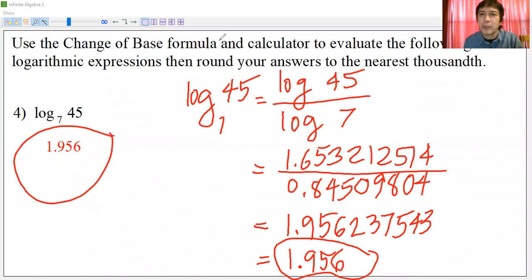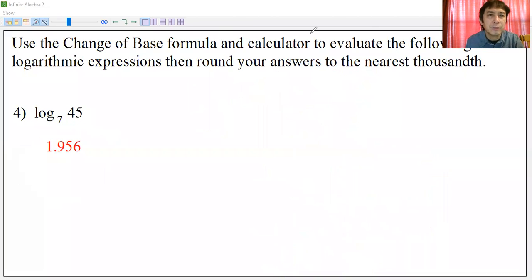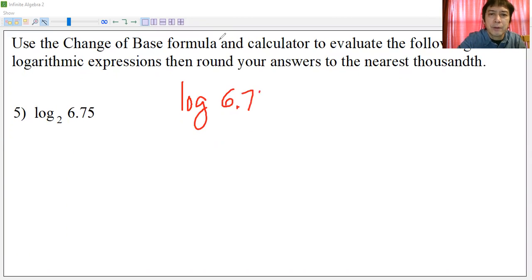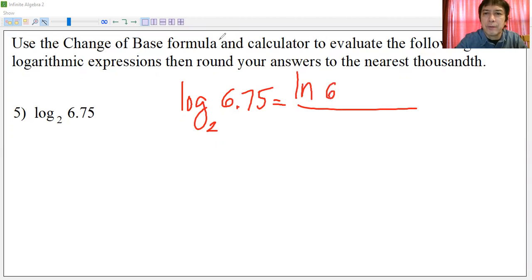Number 5 now. Let me clear the screen. Let's continue with number 5. Here's number 5. The logarithm of 6.75 to the base 2 is equal to, let's use natural logarithm, say ln 6.75 divided by ln of 2.